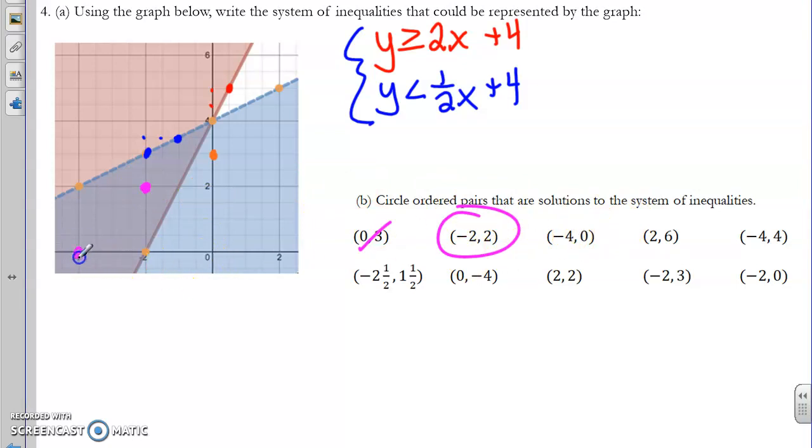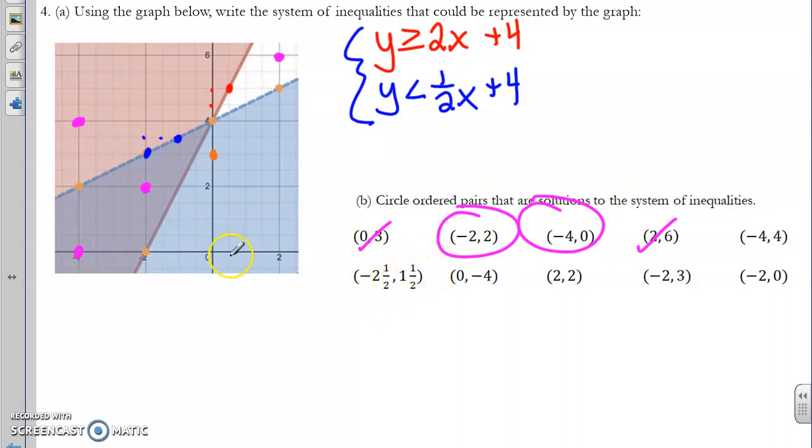-4, 0. Yep, that's one. 2, 6. So 2, 6. Definitely no on 2, 6 because it's in neither one of their answers. -4, 4. Nope, that was only an answer to the red line.